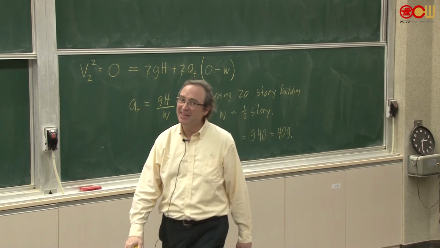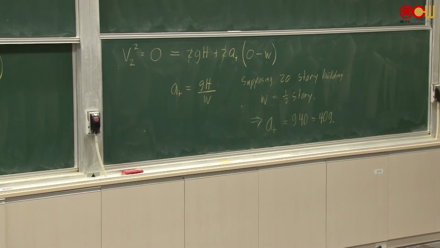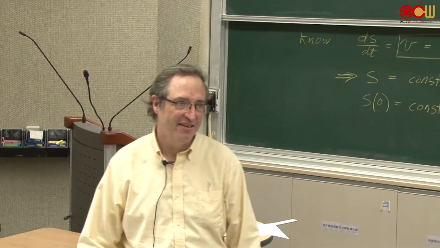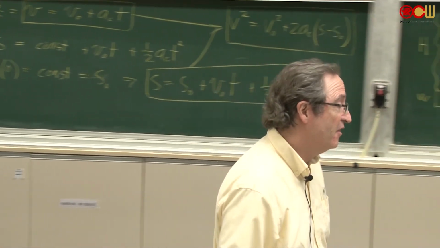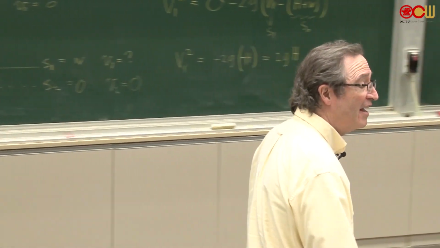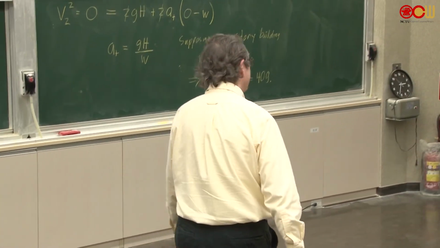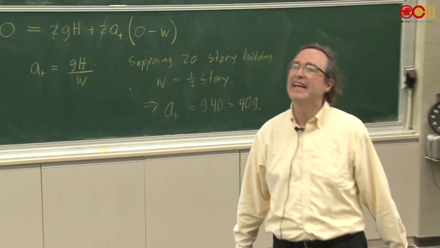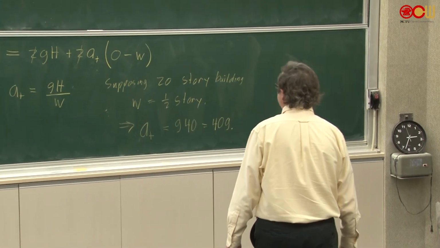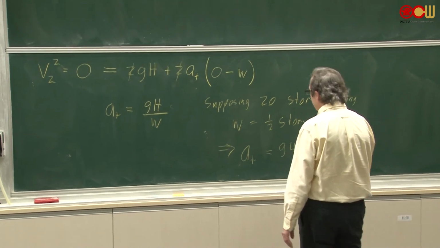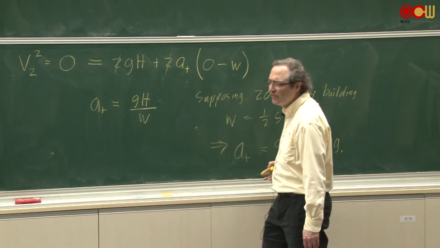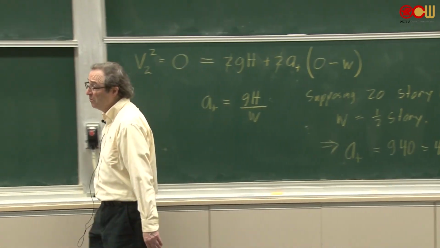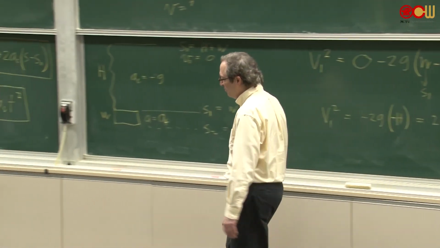That's a pretty big acceleration. I don't even think the astronauts going up on space experience 40 g's. That's pretty big. All right? So this is pretty unlikely that this is going to work. So a 20-story building into a trash dump is not likely to lead to no injuries whatsoever. You might survive, but it's going to be pretty uncomfortable in the process.